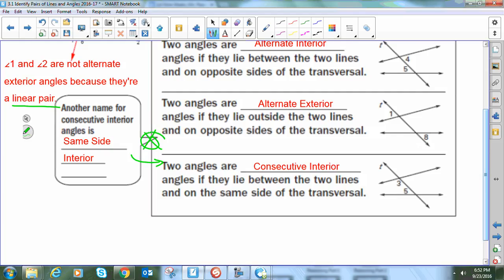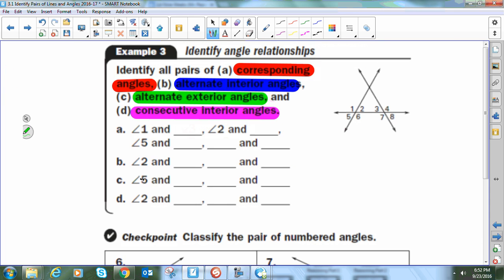But consecutive also does work, and again, it's six of one, half a dozen of the other. Pick up a book and you might see it labeled one way, you might see it labeled the other way. So I do have a tendency to probably refer to same side interior angles more often than I do consecutive interior angles. But if you tell me one or the other, I know what you're talking about. So you can use either one that you feel more comfortable using. So this last part here is really just, can you identify where they are?